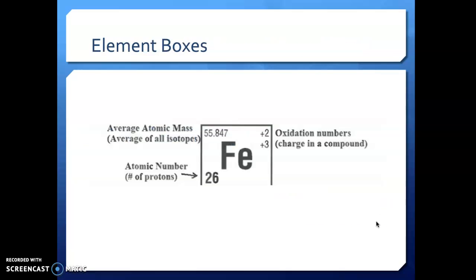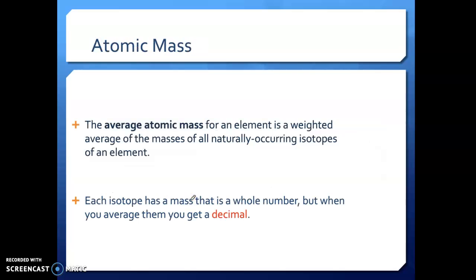So all this information is given to us in element boxes on the periodic table. Not all of them look identical, like not all have these charges that it's formed. But in general, the decimal number is your average atomic mass, and you have your atomic number, which is protons and electrons, by the way. But remember that electrons can change. So the average atomic mass is a weighted average, which is why it's a decimal, which I've already said, but just reinforcing it.